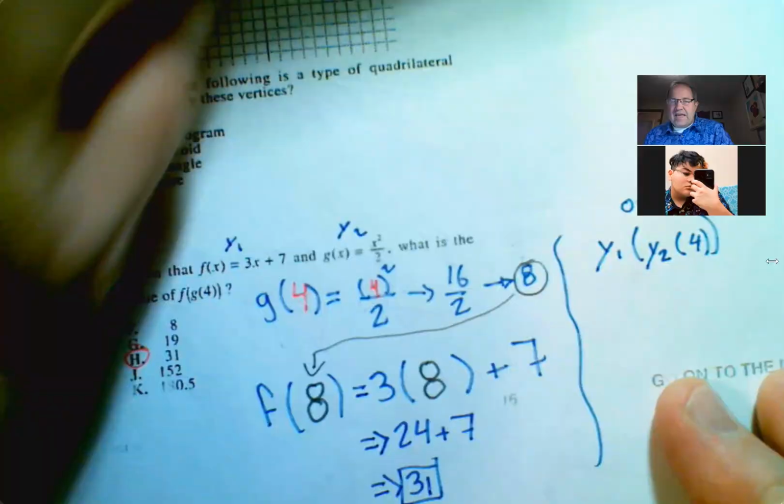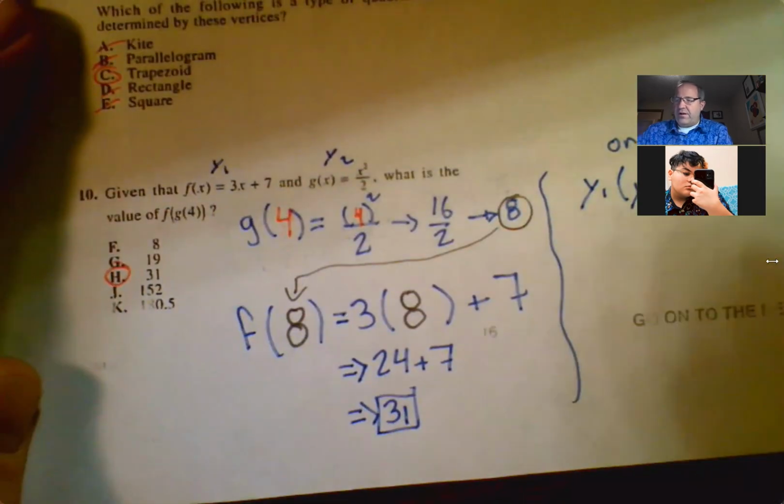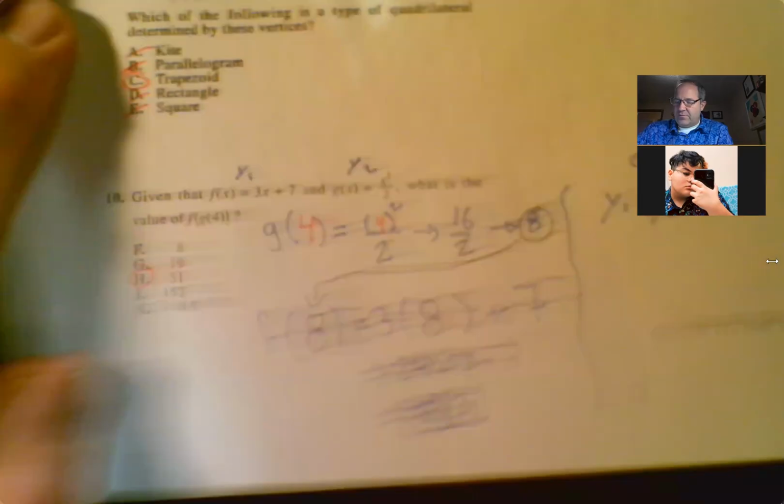Okay, so 10 is the first stinker of a question in the first 20, right? Camera's messing up.